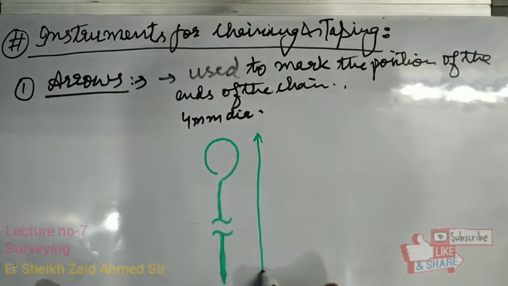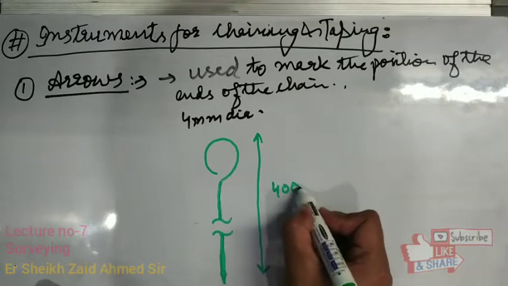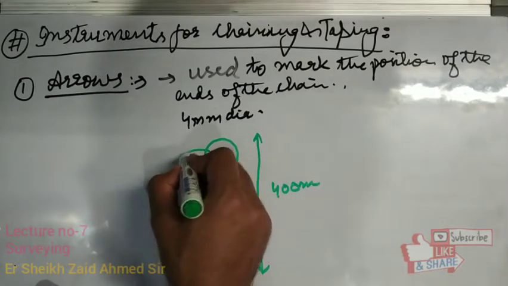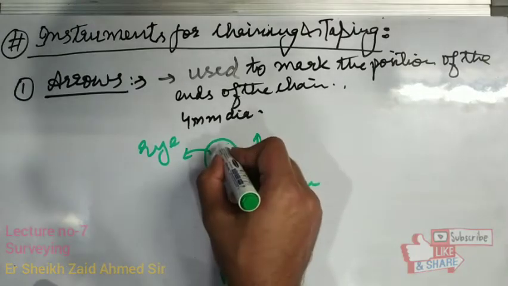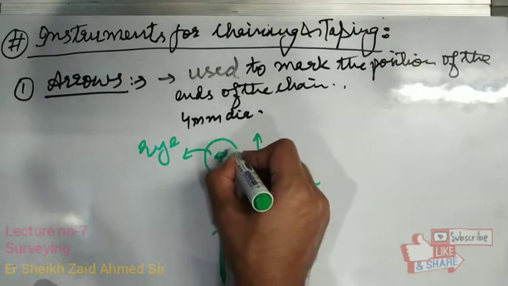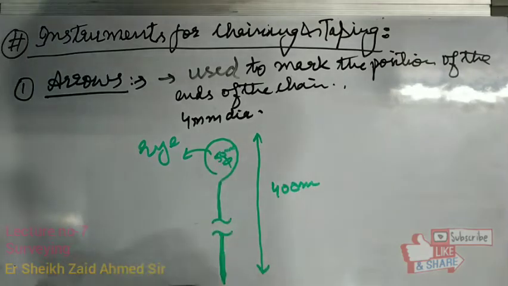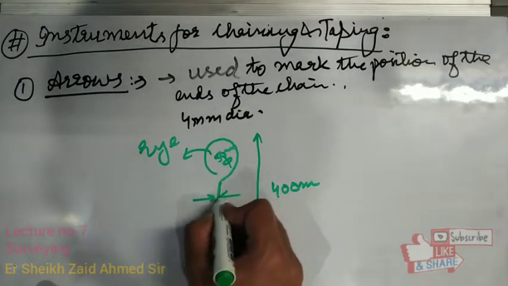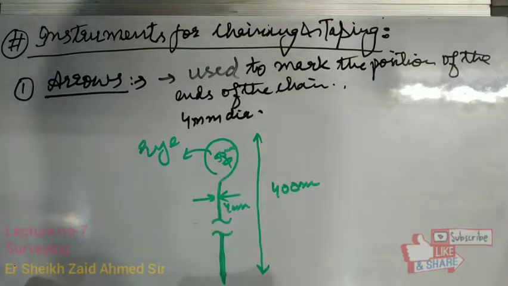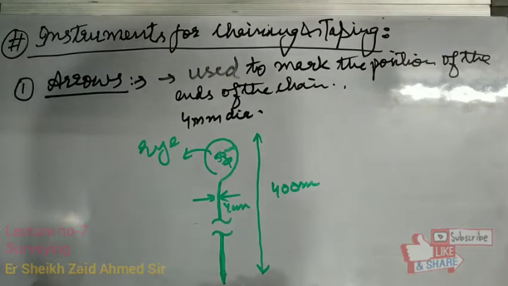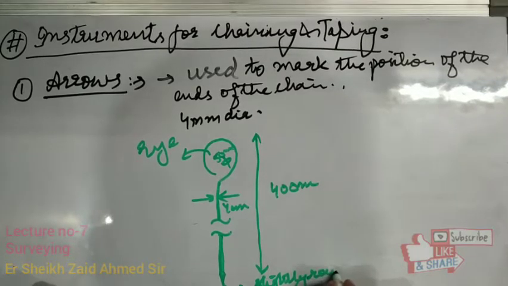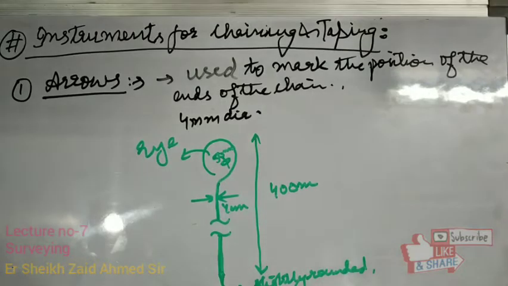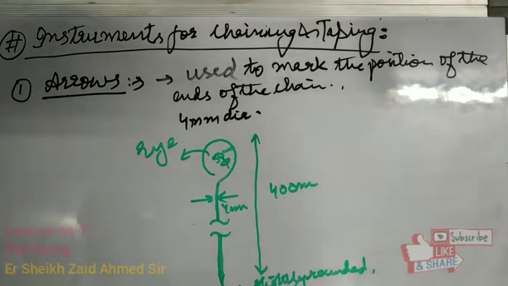The length of the peg is 400 mm. This portion is called the eye. Its dia is around 50 mm. This dia I already told you, 4 mm. And this tip is slightly rounded. So this is all about arrows.